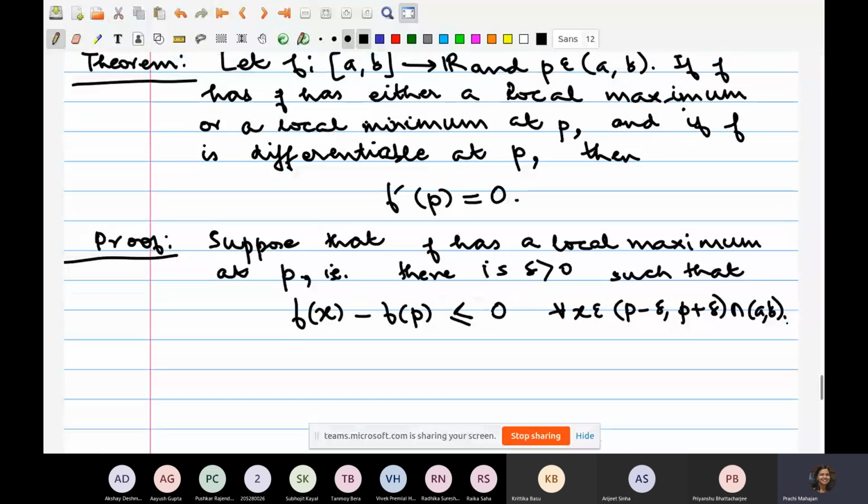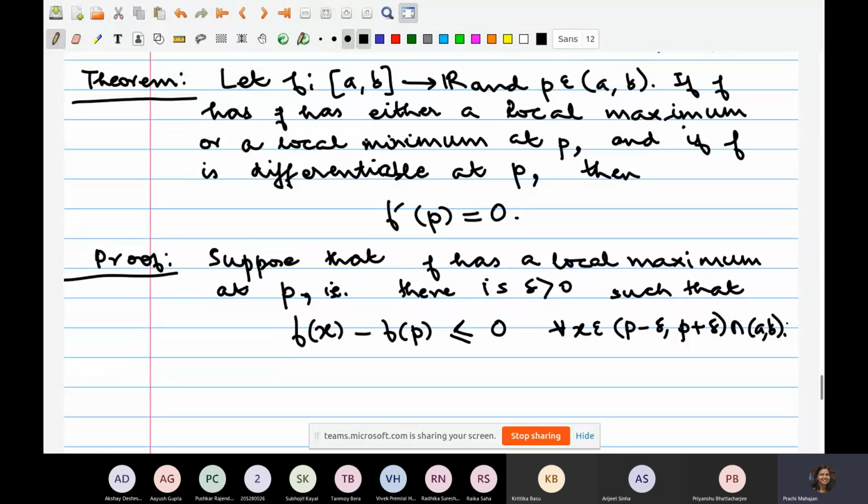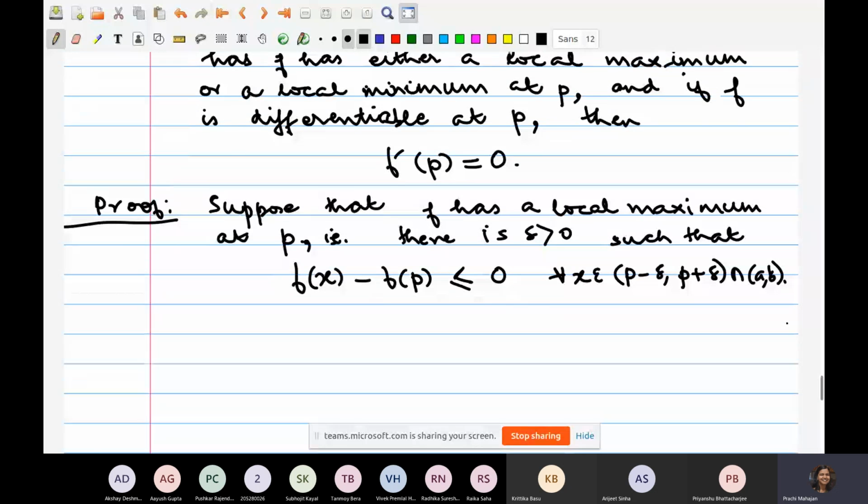Now, what are we required to show? We are required to show that the derivative of f at the point P vanishes. We are given that the derivative of f at the point P exists. So no matter how we approach the point P, since the derivative exists, if you look at the difference quotient f(x) minus f(p) by x minus p, that should tend to the same limit. So we will exploit this thing and see what it gives us.